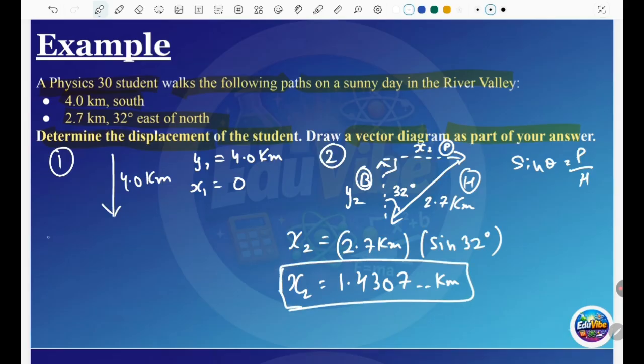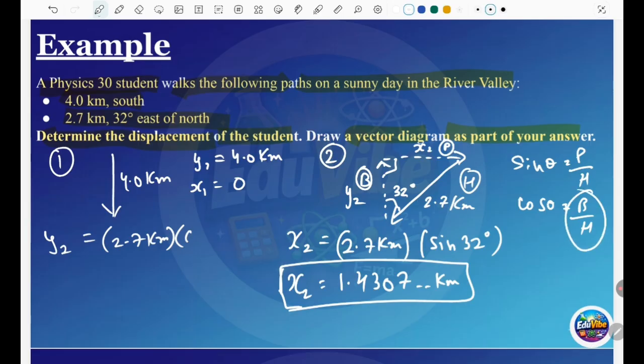For the y2, I do it over there. For y2 we have again 2.7 kilometers per hour, and now y2 is the base, so it's cos theta, which is base upon hypotenuse. So now I can directly do the cos of 32 degrees.